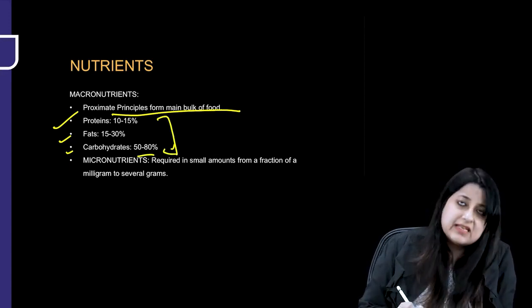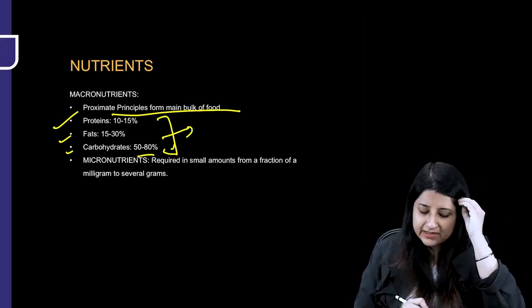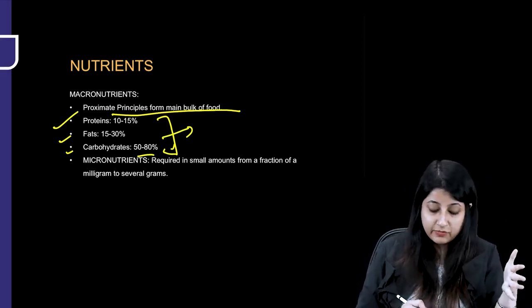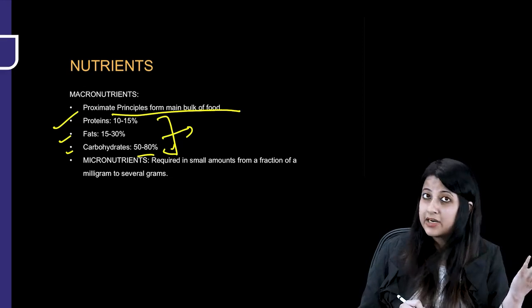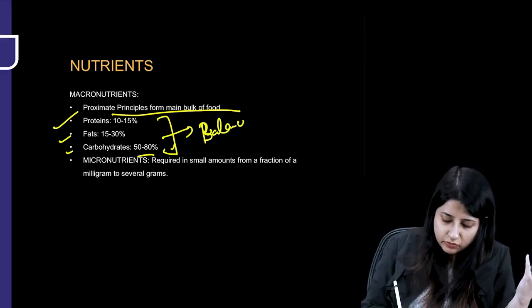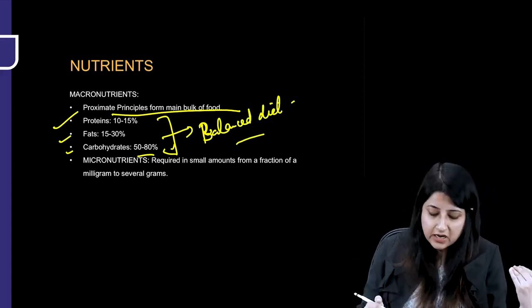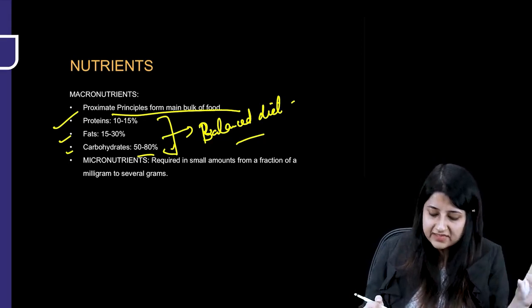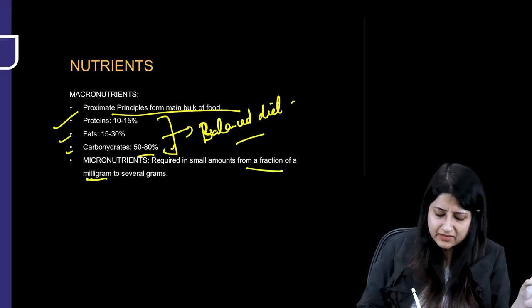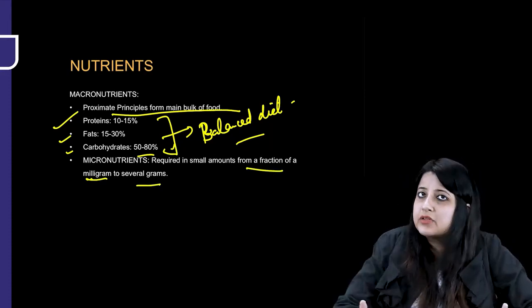And if this percentage is being fulfilled, where proteins provide 10 to 15% of daily energy intake, fats provide 15 to 30% and carbohydrates 50 to 80%, this is also what is known as balanced diet. Okay, all this has been discussed in detail in main lectures. All right, now what are micronutrients? They are required in small amounts, from a fraction of milligram to several grams.